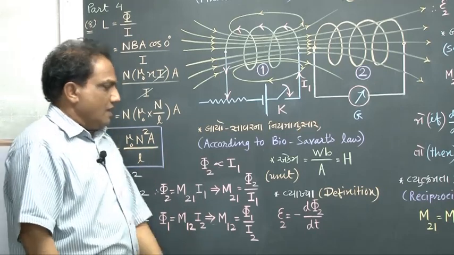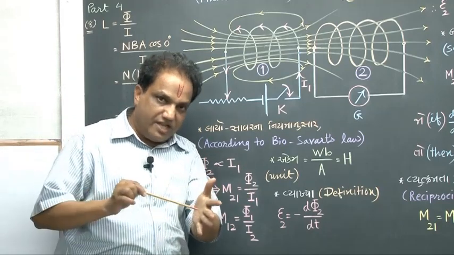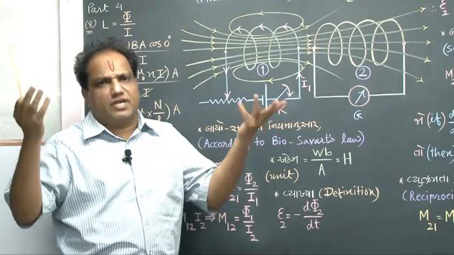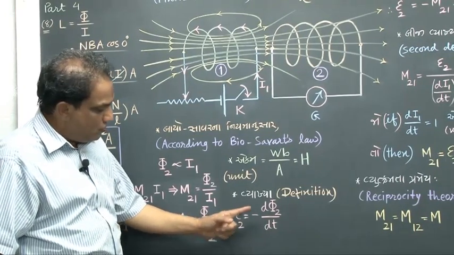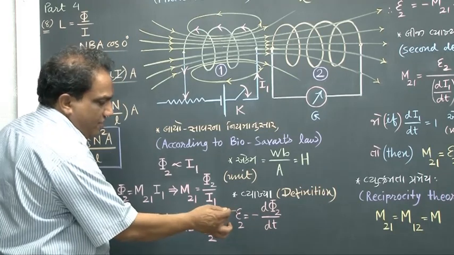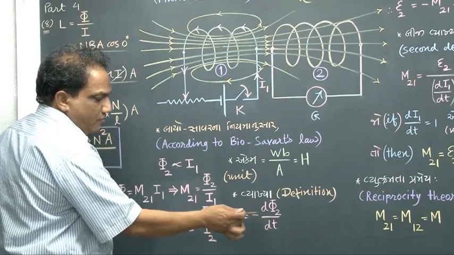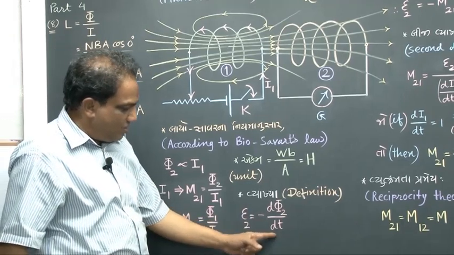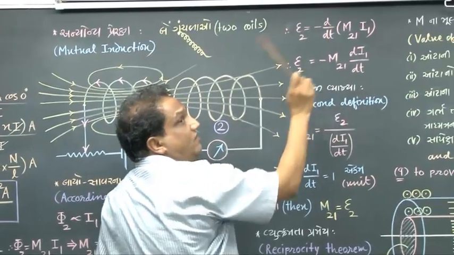Fine. In case of mutual induction also, remember Faraday's law of electromagnetic induction holds good. So let us use that law. What was that law? Mathematical form was E equals to minus d phi by dt. Instead of E I am putting here E2, instead of phi I am putting phi 2. E2 equals to minus d phi 2 by dt. So it is now minus d by dt of phi 2.